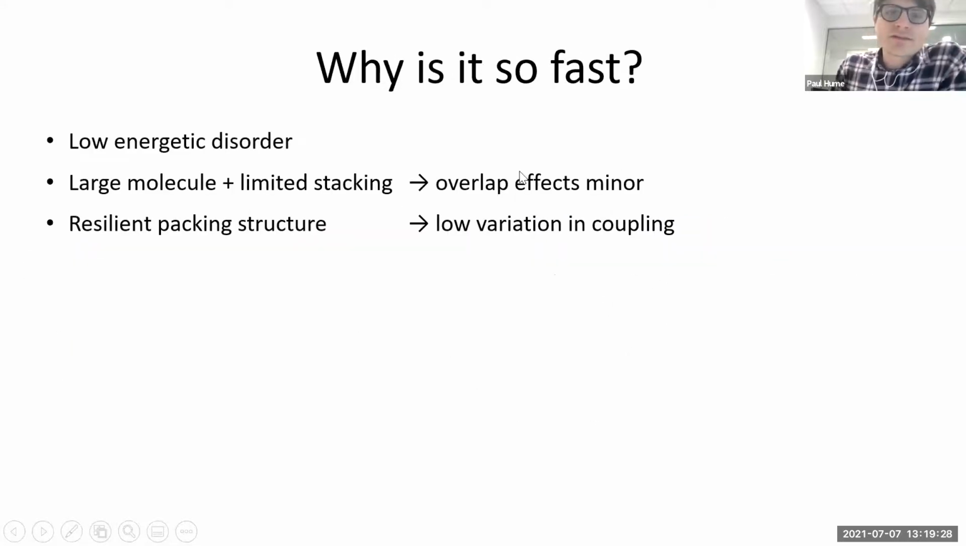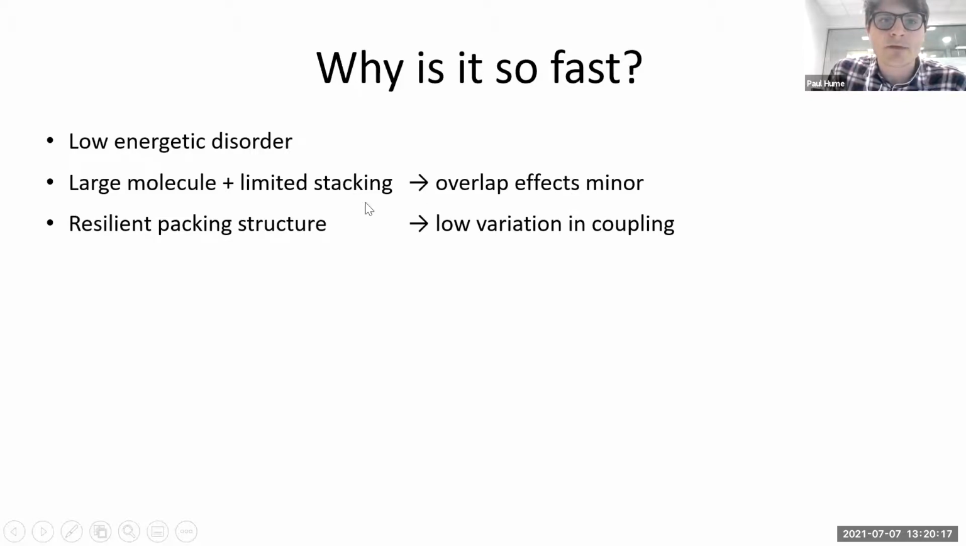So, it's always nice to match up with experiment, but the key question for us is, why is it so fast? And there's a few things that I think we learned from working through this exercise. Obviously the low energetic disorder is important because you don't want to get trapped low in the density of states and have nowhere to go. But even more than that, I think the fact that these molecules are so large and they actually have quite limited pi stacking means that, at least in the crystal geometry, overlap effects on the electronic coupling are quite minor.